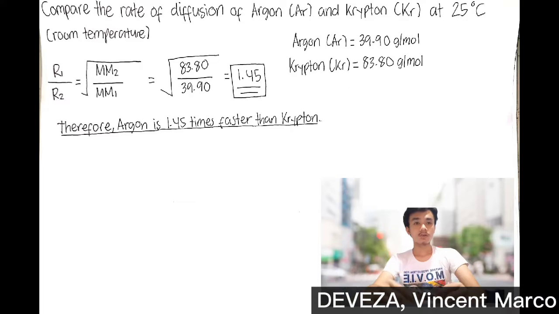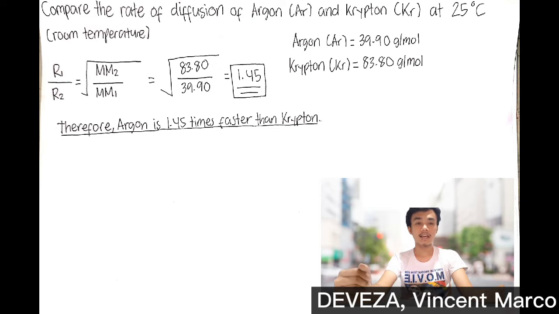So in order for us to understand Graham's law of diffusion, we need to solve some problems first. In problem 1, we need to solve the rate of diffusion between argon and krypton at 25 degrees Celsius. In order to solve that, we need to write the formula first, then the given. To find the rate between the two gases, we need to find the molar mass of gas 1 and gas 2, which are argon and krypton. Argon is 39.9 grams per mole, while krypton is 83.8 grams per mole.